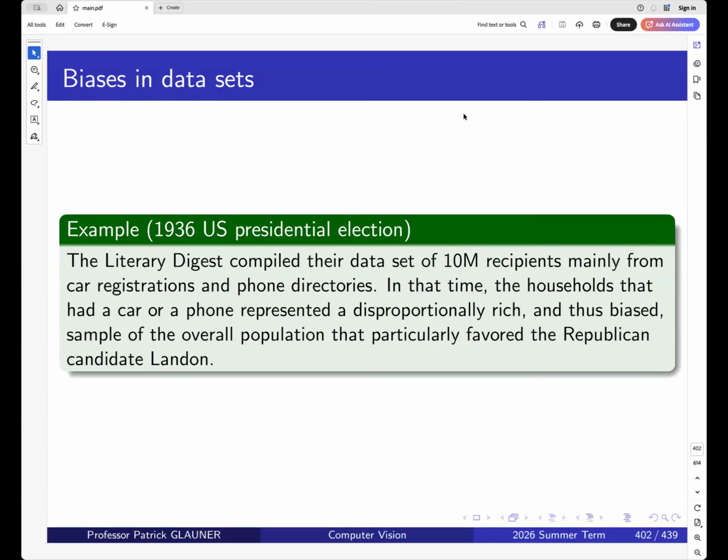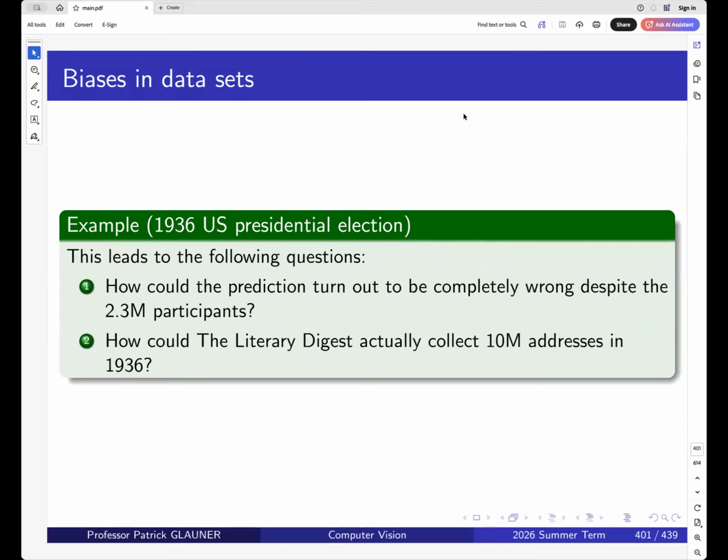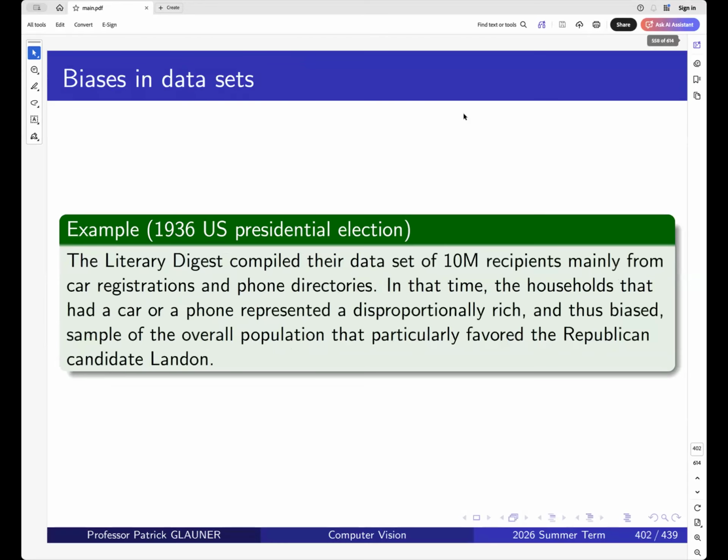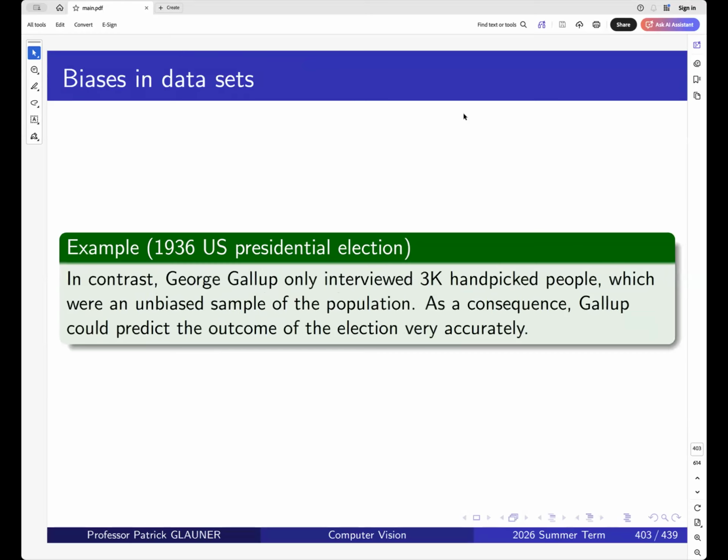So this caused a big problem. It was also shown later, they had sent out 10 million questionnaires and they got 2.3 million returns. And it was shown even later that there was another bias, that those who favored Landon were more likely to respond than those who favored Roosevelt. So that created a second bias, surprisingly. But the main bias obviously came from how they collected the 10 million addresses. So we see big data is not necessarily the solution.